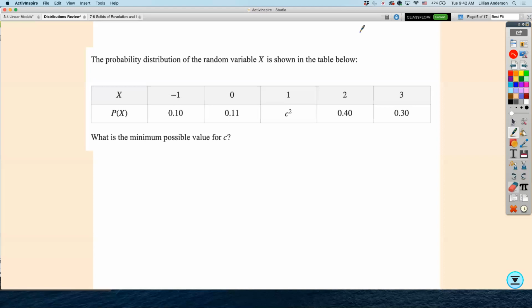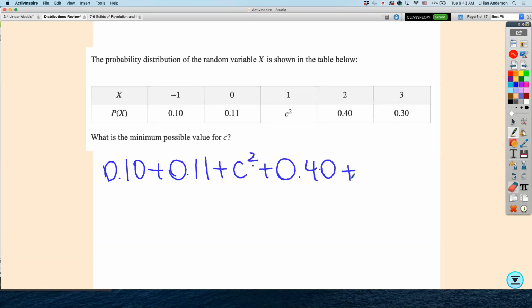Looking at this one, having reviewed probability distribution, how could I set this up to find C? You can add them all up and it equals 1. Add them all up and set them equal to 1, all of your probabilities. There's just one thing that you had to be aware of, and they did kind of harp on it: the minimum possible value. So they want the smallest value possible for C.